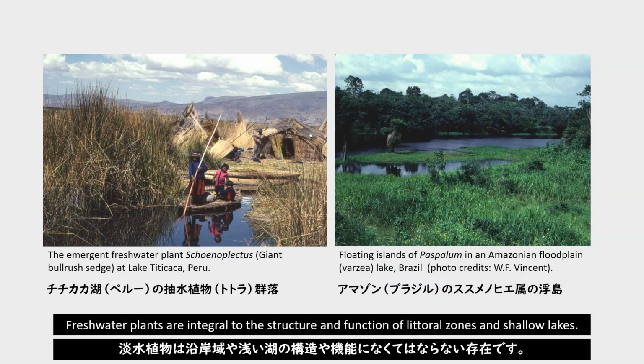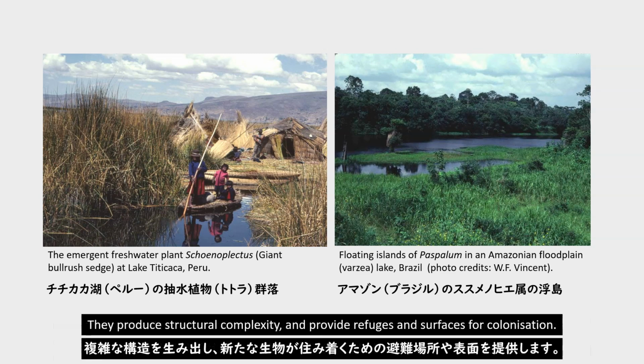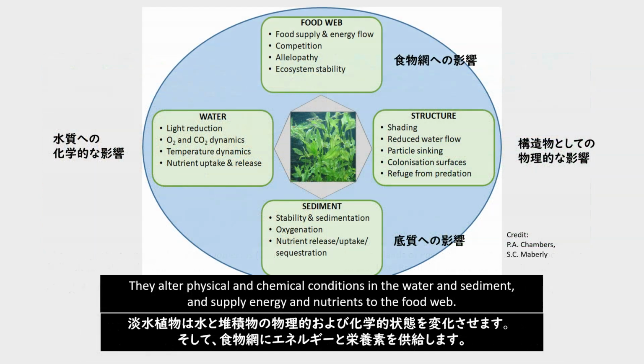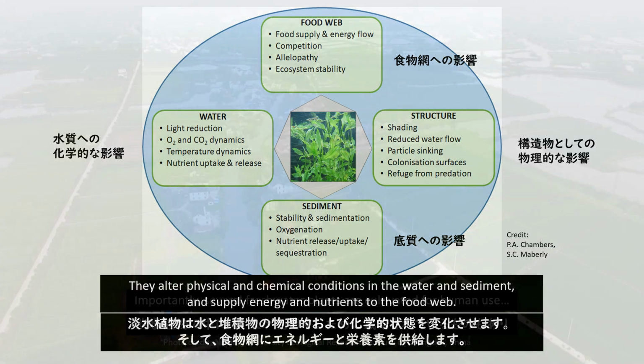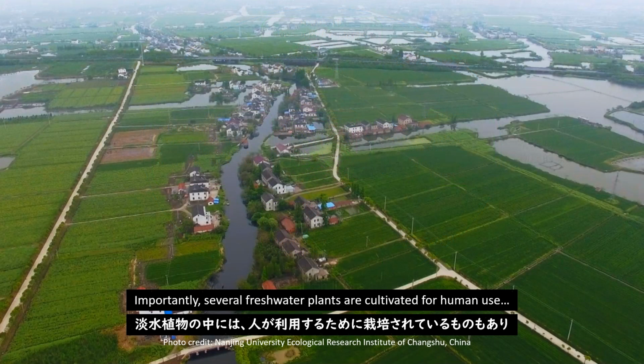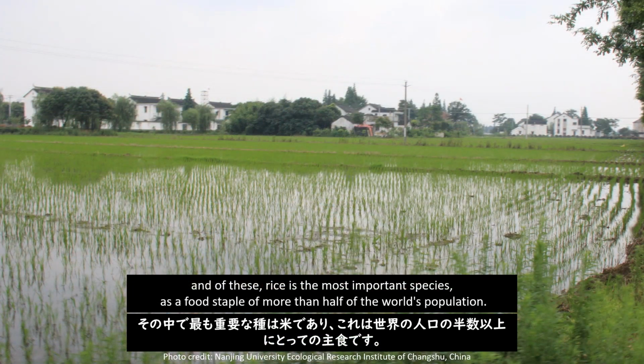Freshwater plants are integral to the structure and function of littoral zones and shallow lakes. They produce structural complexity and provide refuges and surfaces for colonization. They alter physical and chemical conditions in the water and sediment, and they supply energy and nutrients to the food web. Importantly, several freshwater plants are cultivated for human use. And of these, rice is the most important species, and a food staple for more than half of the world's population.